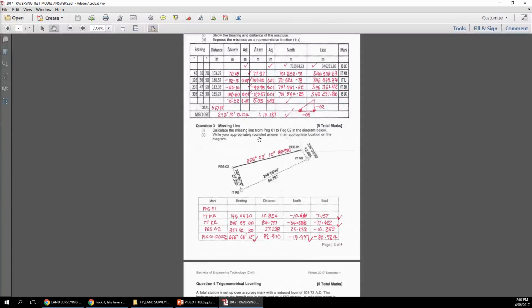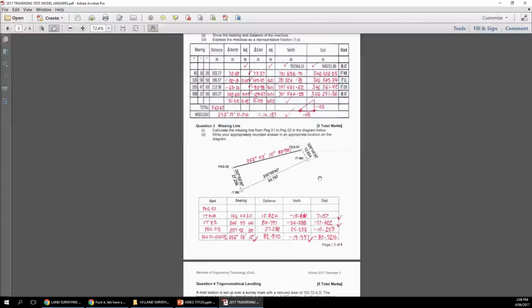Write your appropriately rounded answer in an appropriate location on the diagram, which is here. Now, a lot of people did not write their rounded answer on the diagram. Half a mark off. They missed their opportunity to get the 100%. You must pay attention to detail. You must read the question.